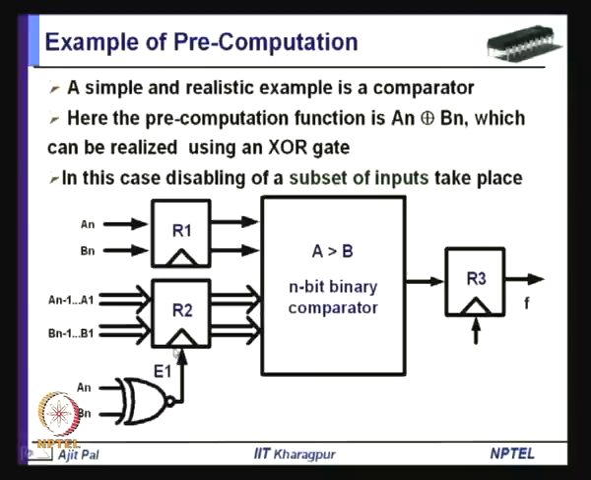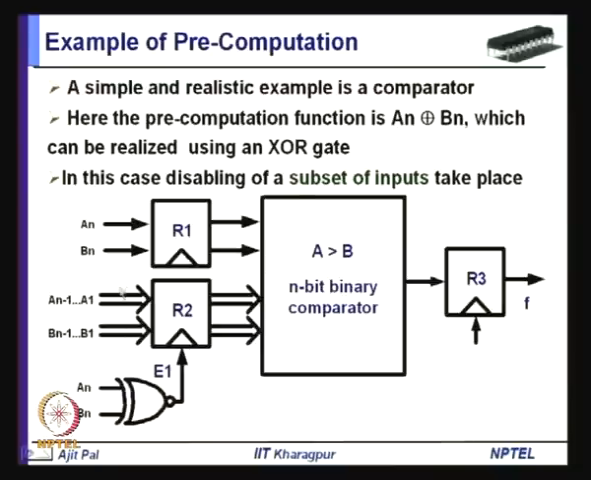This is enabled only when A n and B n are the same, that means, when A n and B n are both 0 0 or 1 1, only then these bits A n minus 1 to A 1 and B n minus 1 to B 1 are to be applied to this comparator to find out whether A is greater than B or B is greater than A.